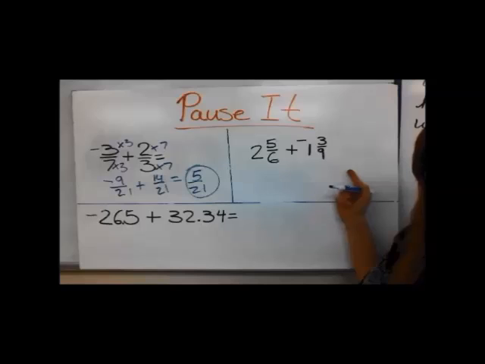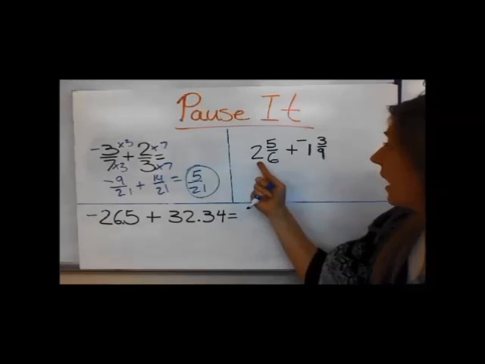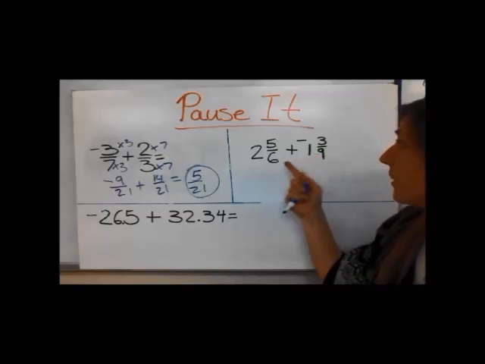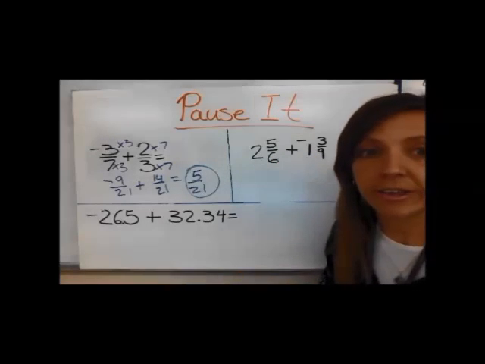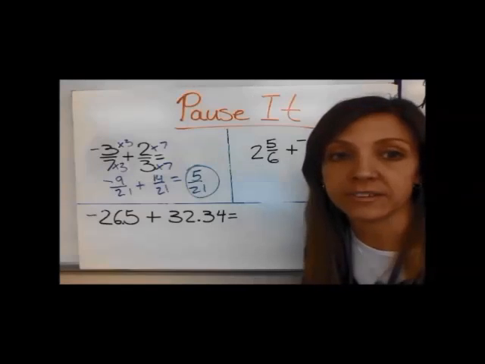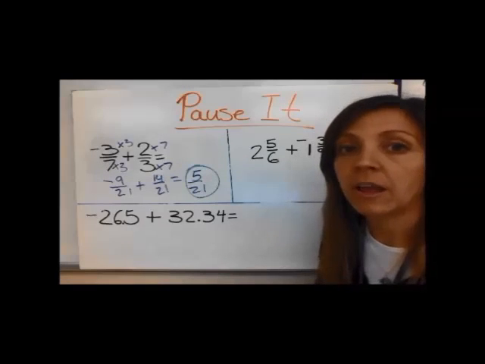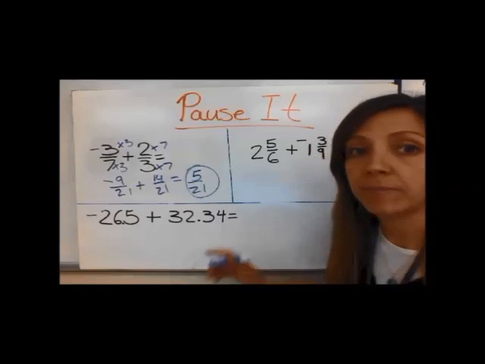2 and 5 6ths plus a negative 1 and 3 9ths. Now, I'm looking at them, and I know that 2 minus 1 is positive 1. I've got to get a like denominator before I can even look to compare to see if my fraction is going to be a bigger negative or a bigger positive.